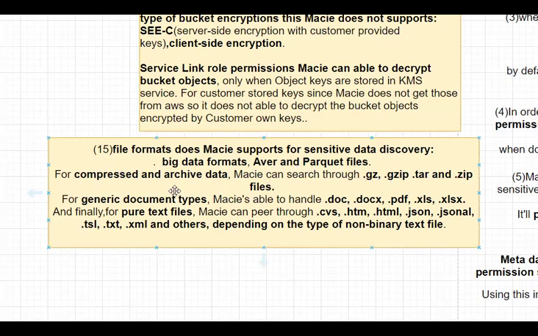For general document types, Macie supports .doc, .docx, .pdf, .xls and .xlsx. Finally, it also supports plain text format files, so Macie can parse through .csv, .htm, .html, .json, .jsonl, .tsv, .txt, .xml and other formats, depending on the type of binary or text format file that you provided. So it supports these types of files to search through based on the provided identifiers, either managed or custom identifiers.